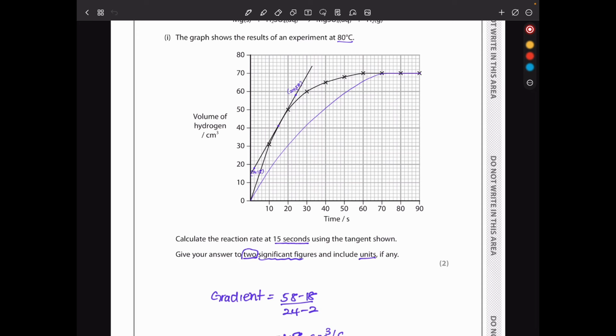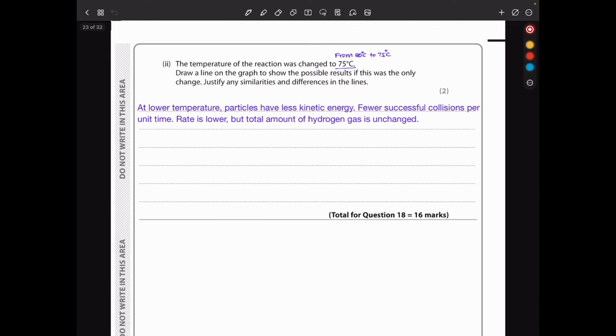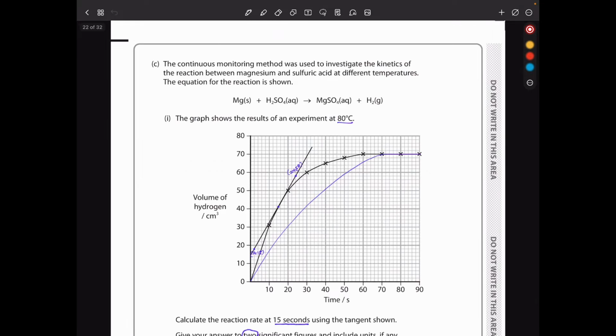So for this, I use this point here and that point. This is 2 and 18, and that is 24 and 58. So the gradient was 58 minus 18 divided by 24 minus 2, and I got 1.8 centimeters cubed per second as my answer. Then next, the temperature of the reaction was changed to 75, meaning it's a decrease. Draw a line on the graph to show the possible results if this was the only change. Just find any similarities and differences in the lines.